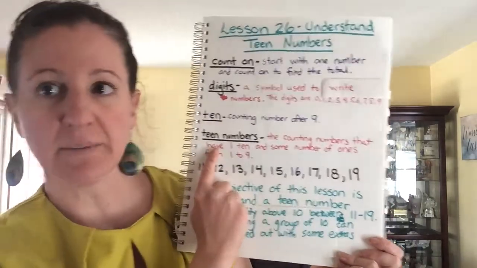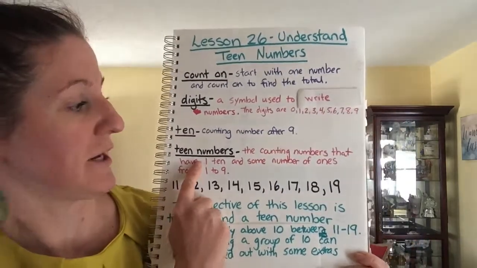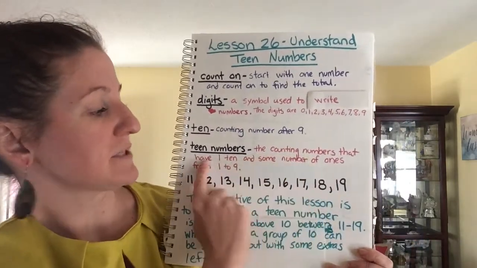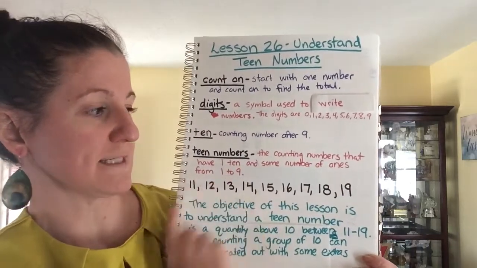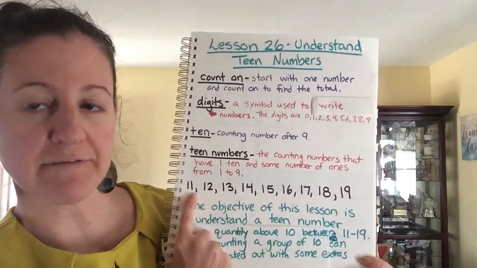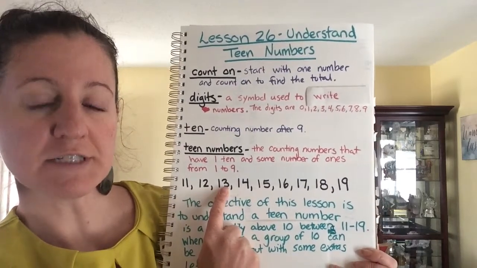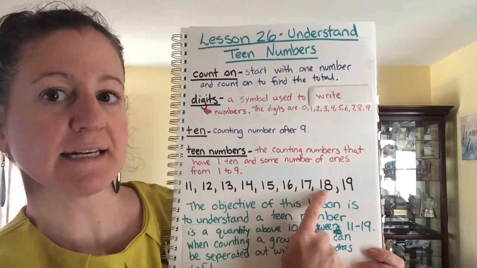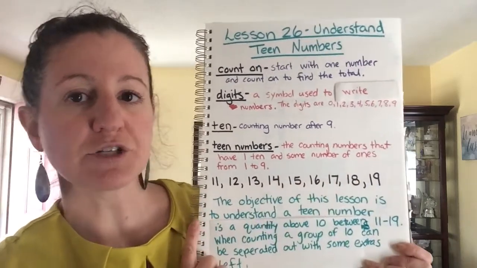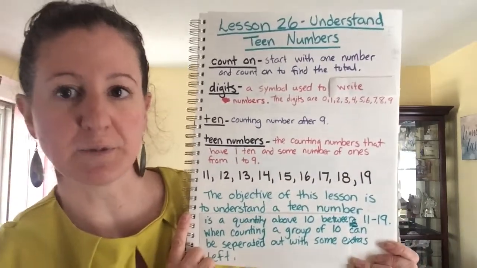And then our teen numbers, which is what we're going to be focusing on this week, are the counting numbers that have 1 ten and then some number of ones from 1 to 9. So for example, I have 11, 12, 13, 14, 15, 16, 17, 18, 19. Those are the teen numbers you're going to be working with this week.